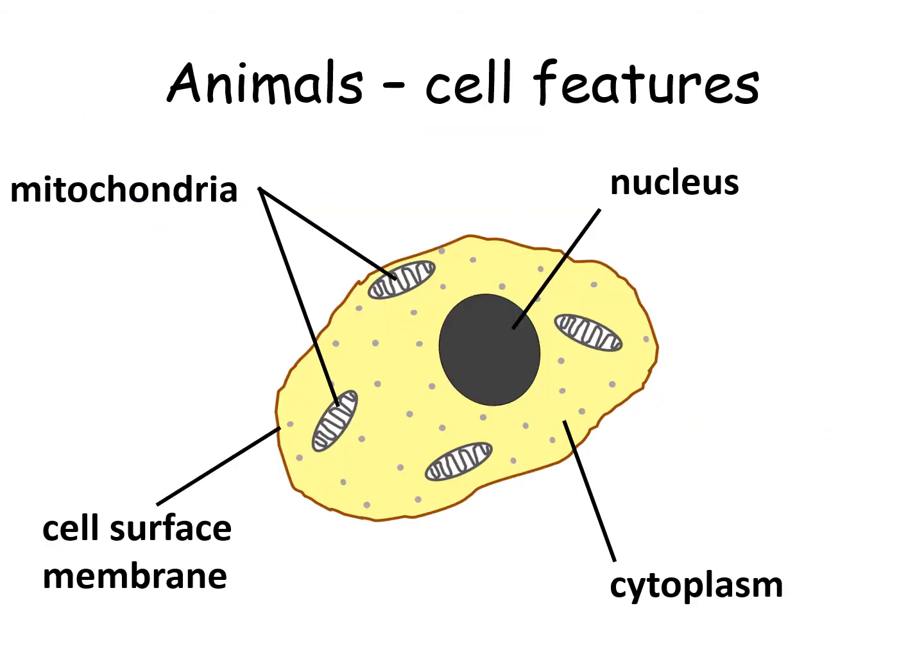Here's the diagram that you're hopefully very, very familiar with now. We'll keep revisiting this every year in most topics of biology, to be honest. This is our animal cell diagram. You can see the main organelles that we can see there.